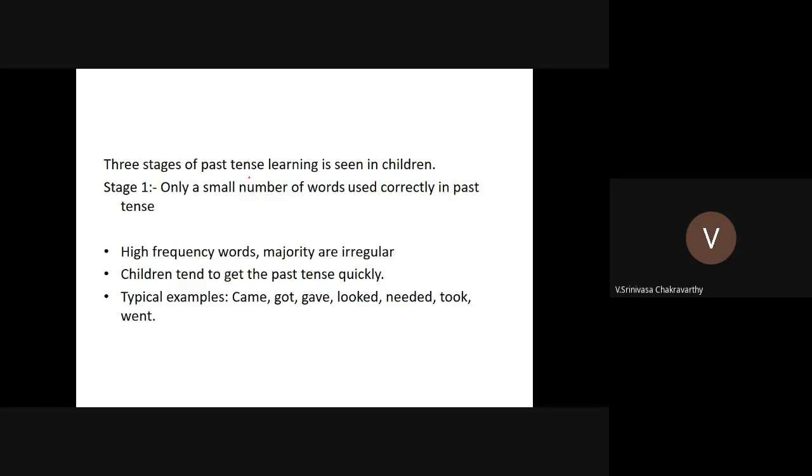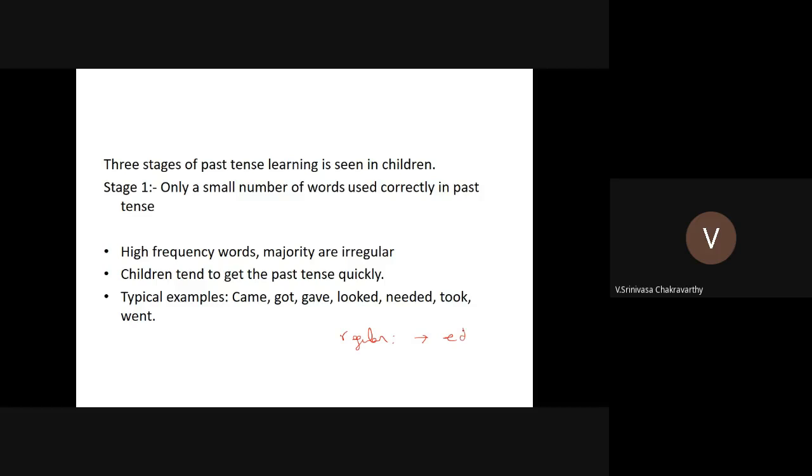So apparently, when children learn English past tense forms of verbs, you see three stages in their development. In the very first stage, they are very young children. They have a small vocabulary, so they only know a small number of verbs, right? And these are typically commonly occurring verbs or high frequency words. In the past tense, you have two kinds of past tense forms. One is irregular, other is regular. The regular one is one which we encounter most often.